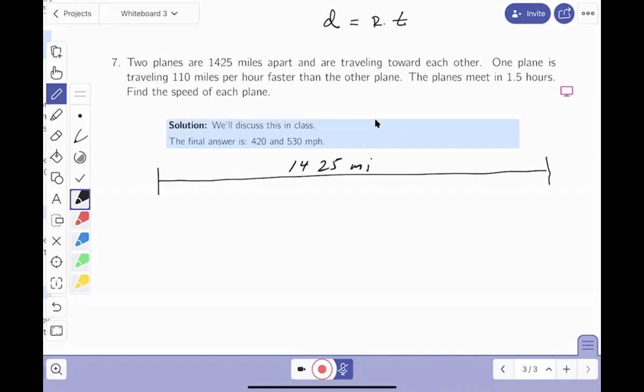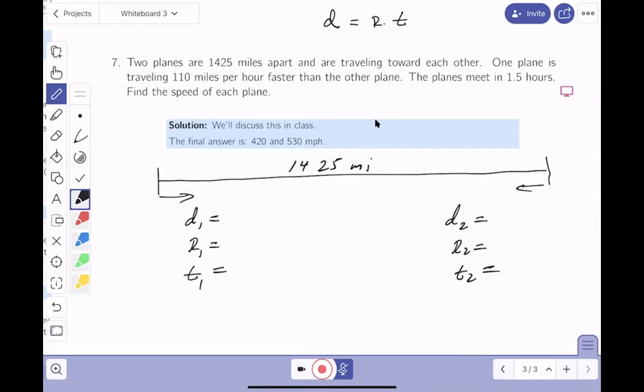So I'm going to say, one guy is going like this. The other guy's going like this over here. All right. We'll talk about the details later. So I'm going to say one plane, I'll just call this the first plane. So distance 1, rate 1, and time 1. And I'll call this guy the second guy, D2, R2, T2. Okay, so I know they're 1,425 miles apart, but they're traveling towards each other.